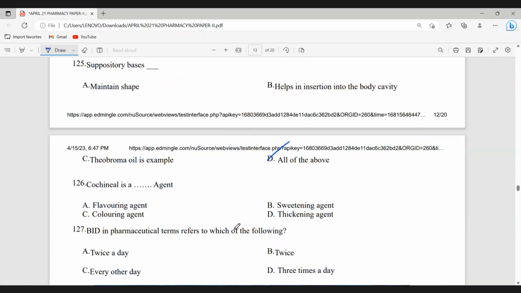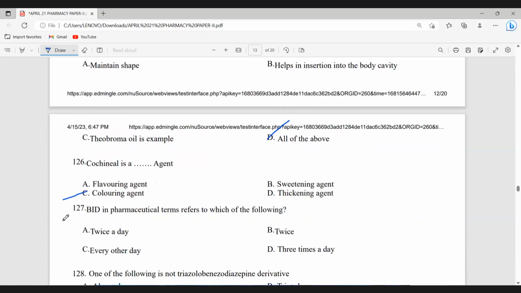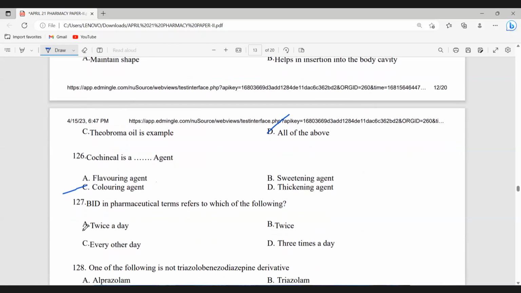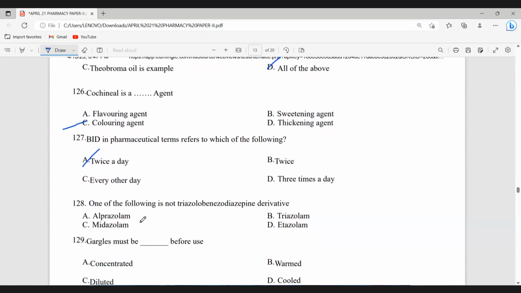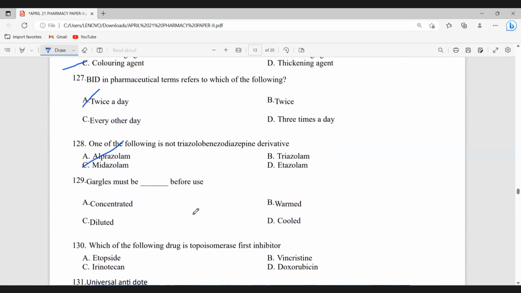Then 126, cochineal is a coloring agent. It is a coloring agent. Then 127, BID. Then 128, one of the following is not a triazolo benzodiazepine derivative. 128, this is a direct question. That is midazolam. Then 129, gargles must be diluted before the use.